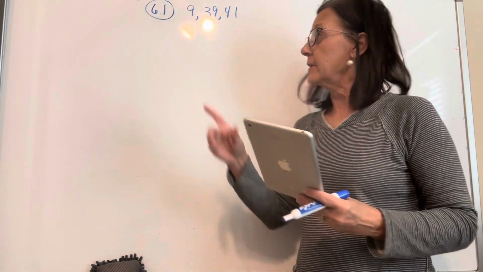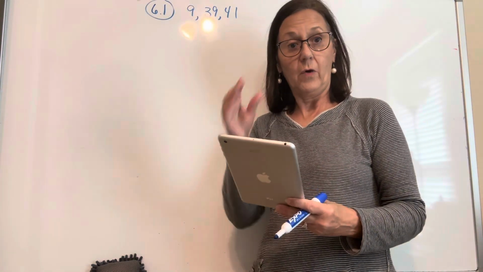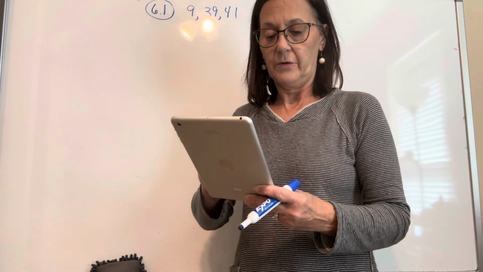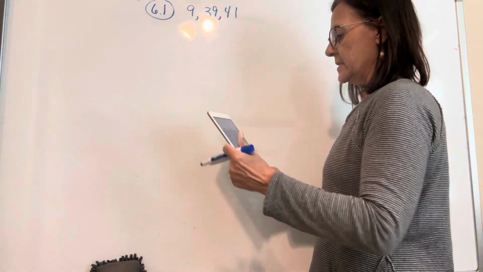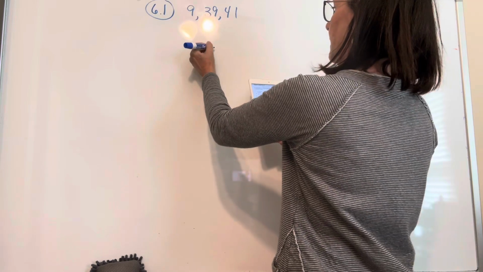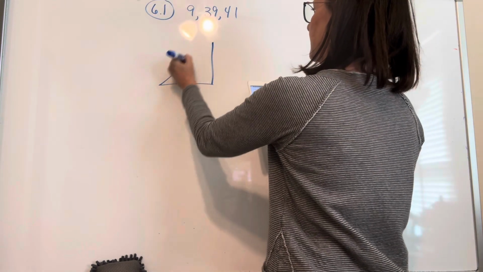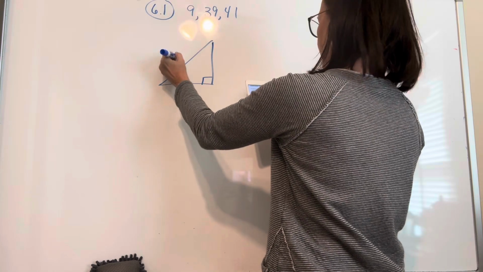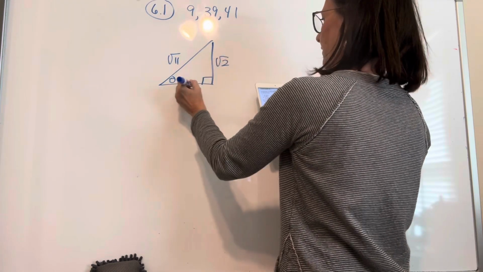This is Holt Precalculus video on 6.1 homework help on page 419. We're starting with number 9, with the 6 trig ratios. There's theta, square root of 11, square root of 2, 3.